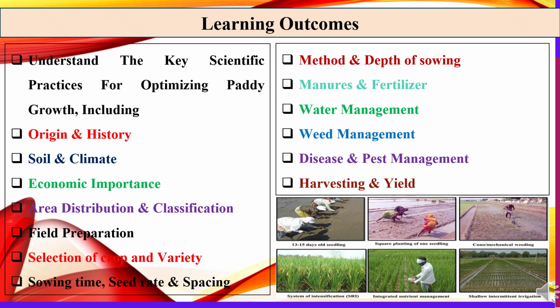Learning outcomes of this lecture. Understand the key scientific practices for optimizing paddy growth, including origin and history, soil and climate, economic importance, area, distribution and classification, field preparation, selection of crop and variety, sowing time, seed rate and spacing, method, depth of sowing, manures and fertilizer, water management, weed management, disease and pest management, harvesting and yield.